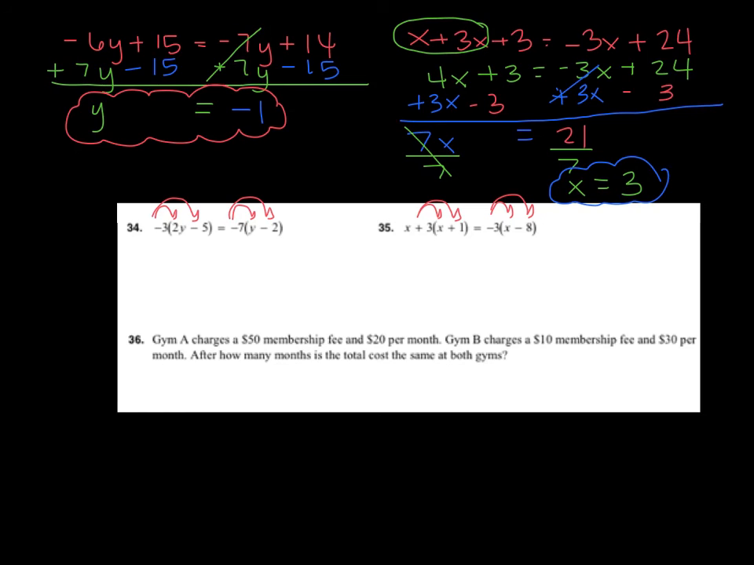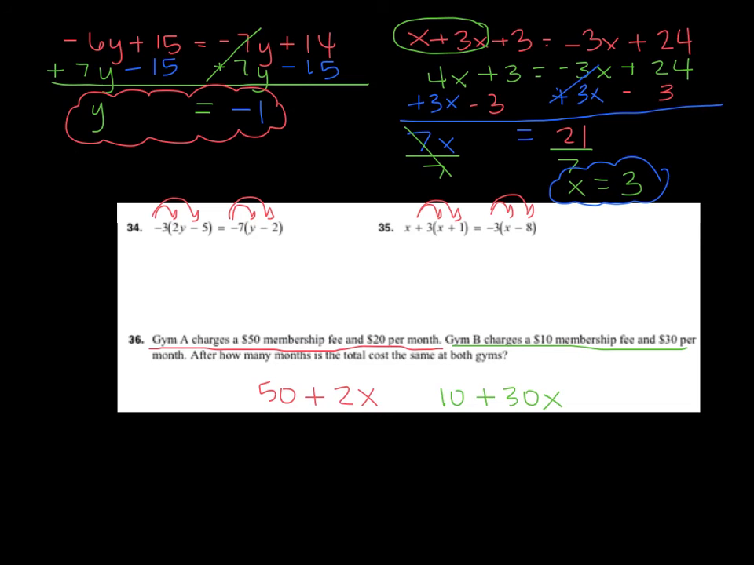Okay, so let's go ahead and look at a word problem. So in this word problem, we're comparing two gyms. We're comparing gym A, which they tell us charges a $50 membership fee and $20 per month. So if I was writing an equation for gym A, I know that I have to pay $50 plus $20 for every month. And I'm using X for the number of months. Then they tell me that we have gym B, which charges a $10 membership fee, but $30 per month. So a $10 membership fee, and then plus the $30 per month.